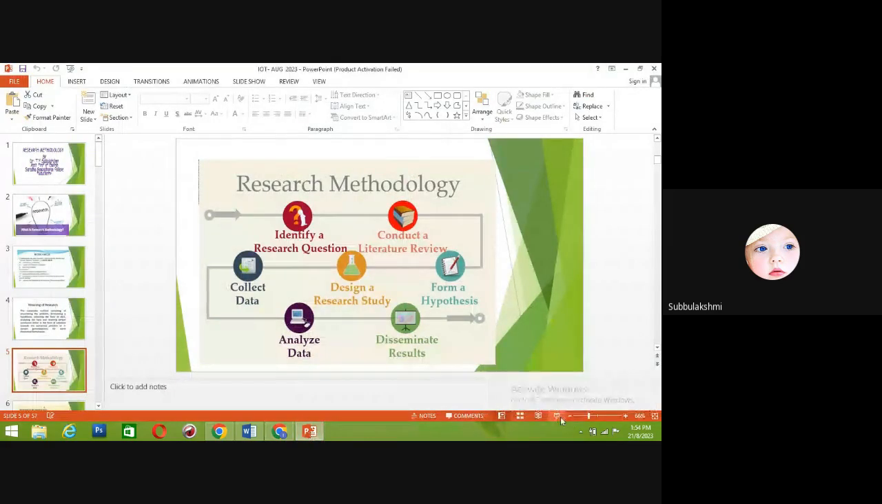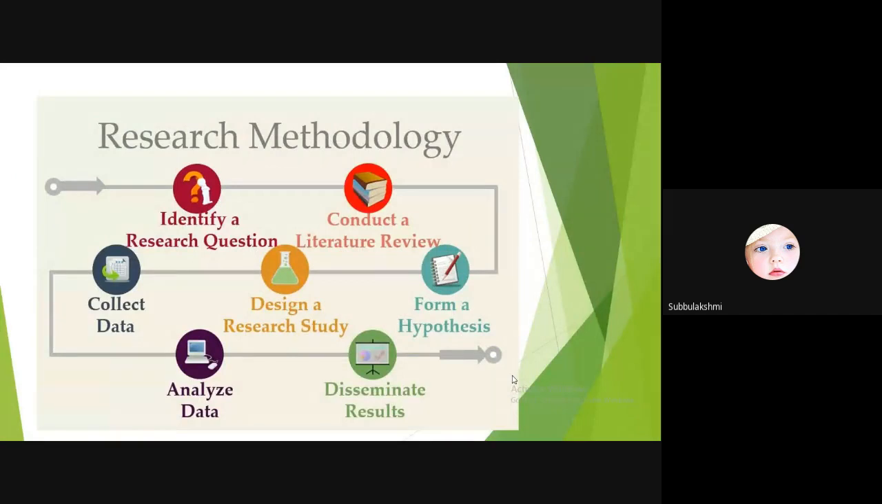So, literature review. What is this term literature review? Review of literature, or literature review. We need to go in hunt of research that has already been done on the same area of study that we have taken currently.